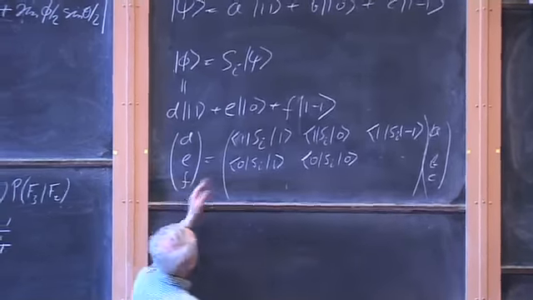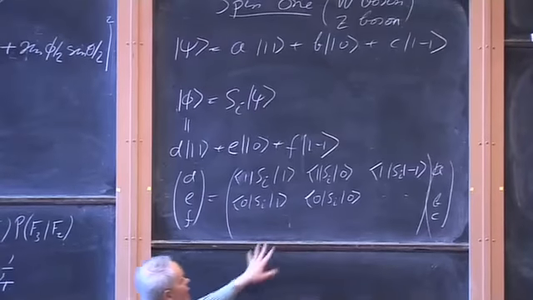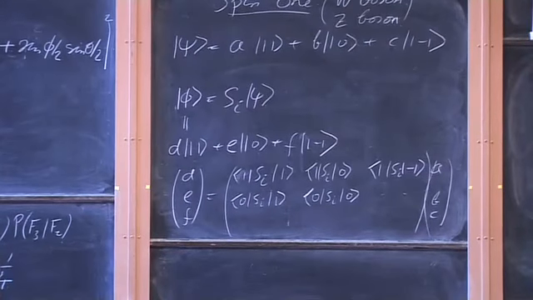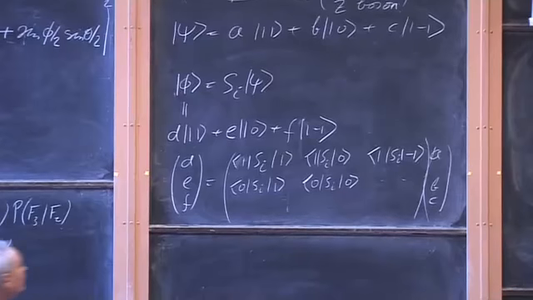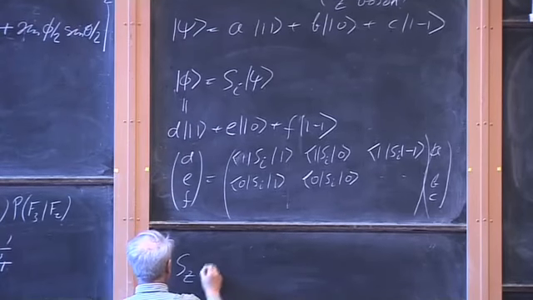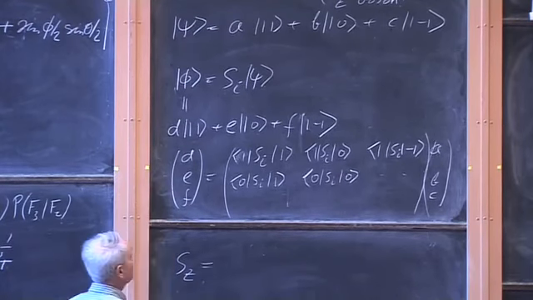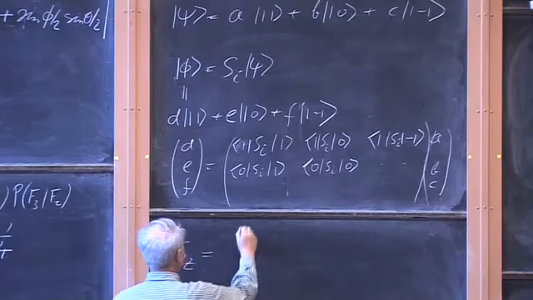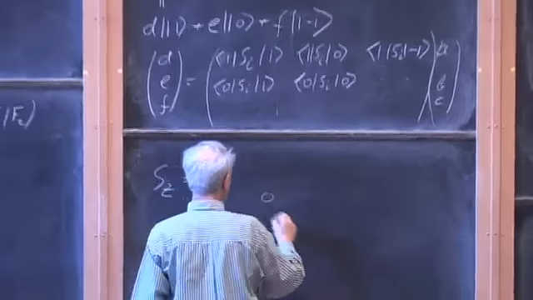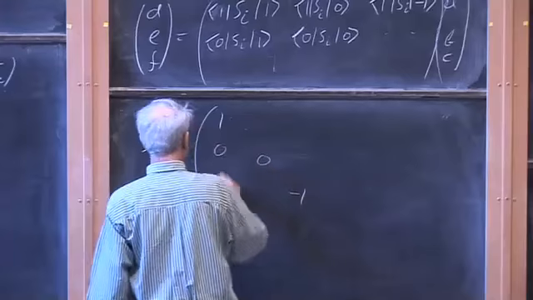And we need to know, so we'll have 3 matrices, one for Sx, one for Sy, and one for Sz. Sz will be the easy one to do. Sz will be the matrix of its eigenvalues down the diagonal. So that'll be 1, 0, minus 1, and 0 everywhere else.